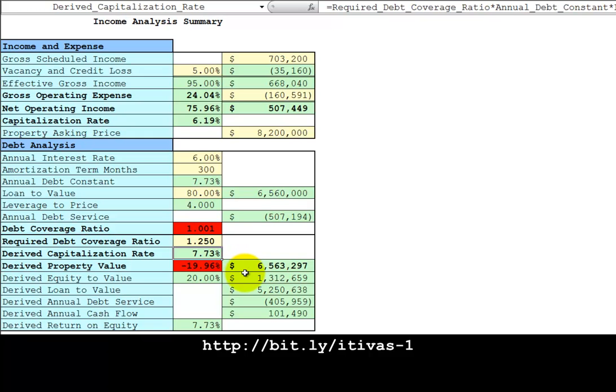And from that we can calculate the equity to value, the loan to value, the annual debt service, and the annual cash flow after debt service, and the derived return on equity, which is also called the cash on cash return.